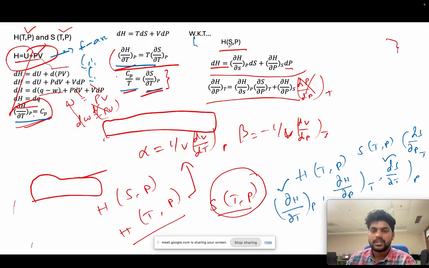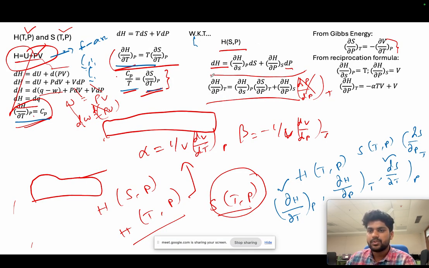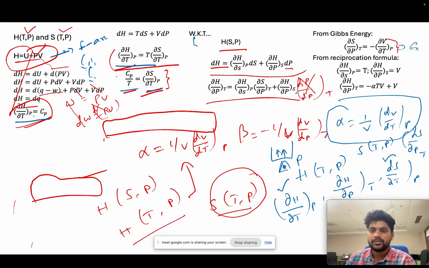So we have h of s comma p. Then we are applying the Euler's formula. From Gibbs energy, if you apply the Gibbs energy reciprocation formula, we will get ds by dp at constant temperature equal to minus this one. So this is nothing but the expansion formula. What does the expansion say? Alpha equal to 1 by v times the change in volume with respect to temperature. Suppose we have a system where the volume is increasing when we are heating it at constant pressure; that will give the expansion of the system. So that's what we are mentioning here.